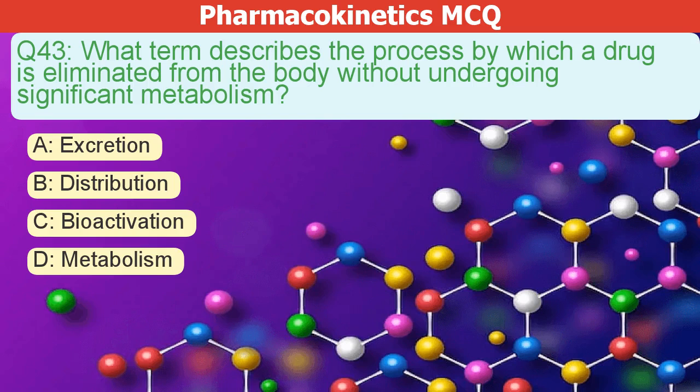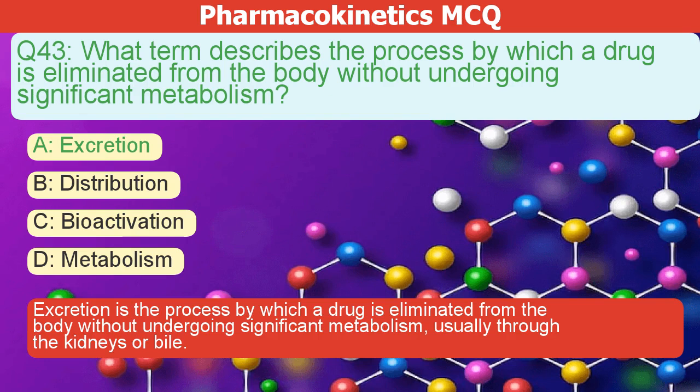What term describes how a drug leaves the body without much breakdown? A. Excretion. B. Distribution. C. Bioactivation. D. Metabolism. The correct answer is A. Excretion is the process by which a drug is eliminated from the body without undergoing significant metabolism, usually through the kidneys or bile.